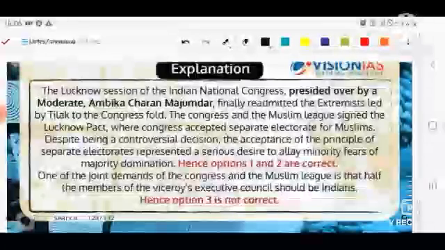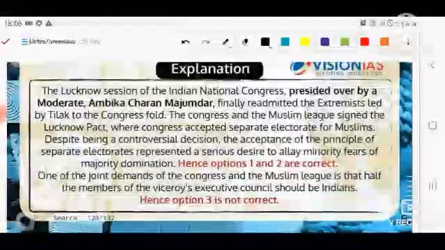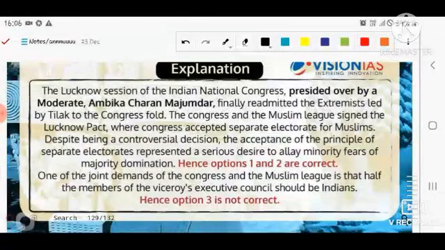The Lucknow session of the Indian Congress, presided over by Ambika Charan Majumdar, finally readmitted the extremists. For example, Bal Gangadhar Tilak was admitted here. The Congress and the Muslim League signed the Lucknow Pact. That is historical, and the question is asked because the Congress and Muslim League were united here, where Congress accepted separate electorate for Muslims despite being a controversial decision. The acceptance of the principle of separate electorate represented a serious desire to allay minority fear of majority domination. It means that we not only recognize the Muslims, but we recognize the fear of the minority community in the whole umbrella of Hindu society.